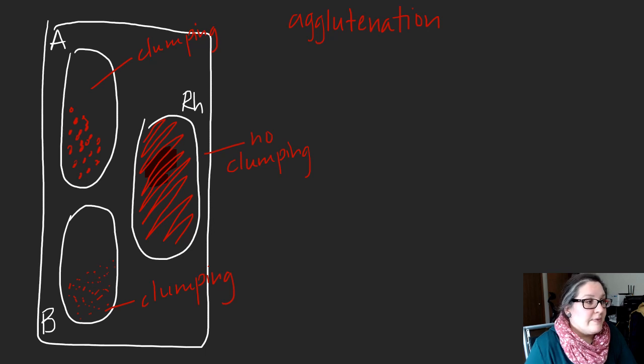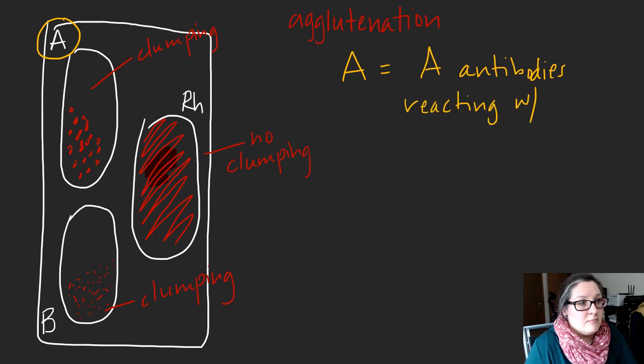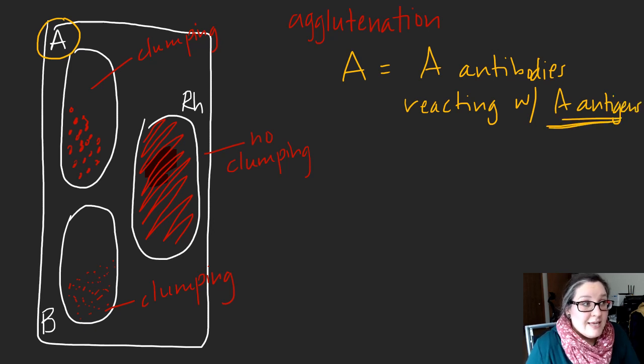So let's see what this means. In the A section, we had agglutination, right? That means that the A antibodies were reacting with the A antigens. So A antigens had to be present in this blood. So this person has at least an A in their blood type. We don't know what else yet.